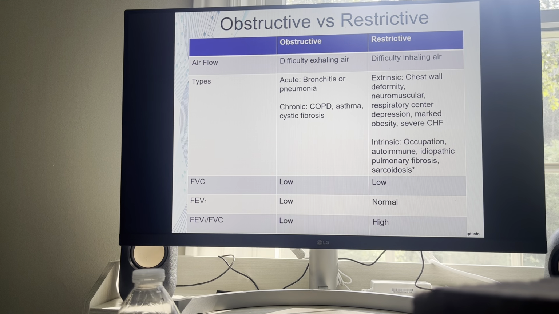Sarcoidosis, I have an asterisk by that. Sarcoidosis is granuloma formation with hilar lymphadenopathy. It can also be obstructive. Let's go back to anatomy.